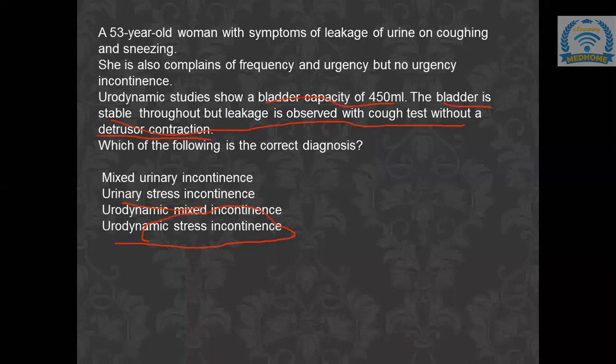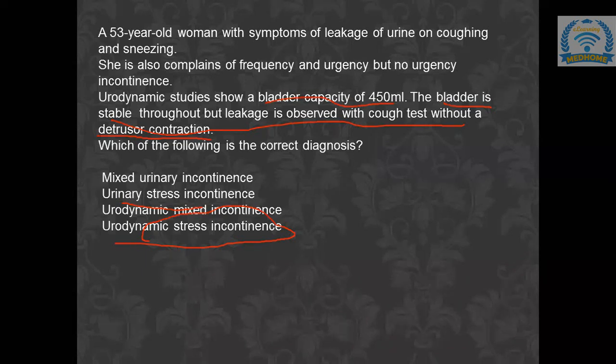Actually, what could be the findings in sensory urgency on the urodynamic graph? The graph will be normal, only the capacity of the bladder will be reduced in sensory urgency. About leakage, there may or may not be leakage. Everything else will be normal. The problem is with the sensation of the bladder, which is where the bladder capacity is reduced.